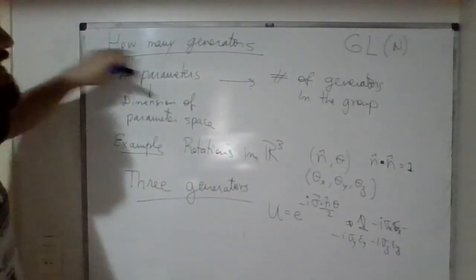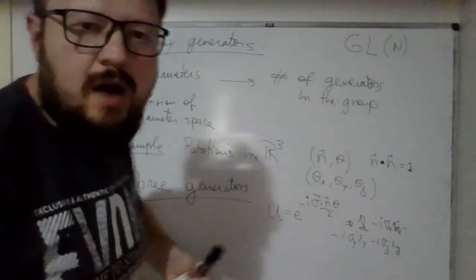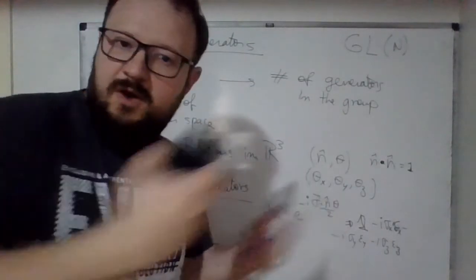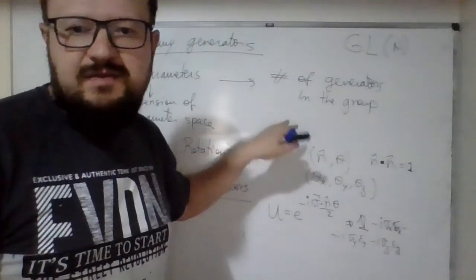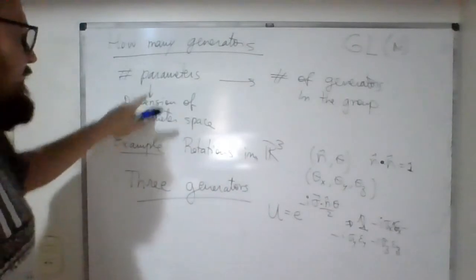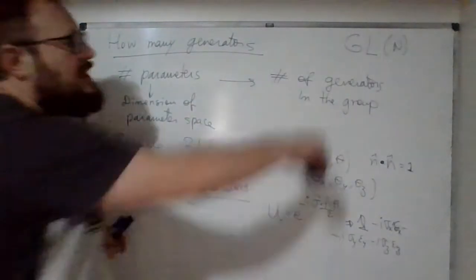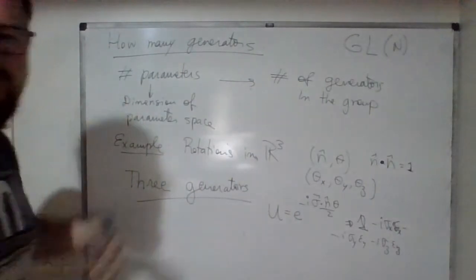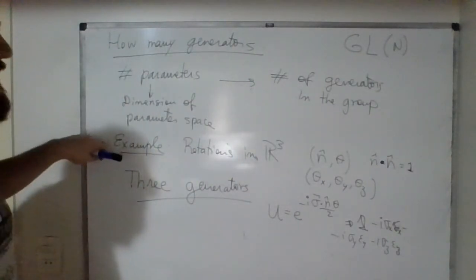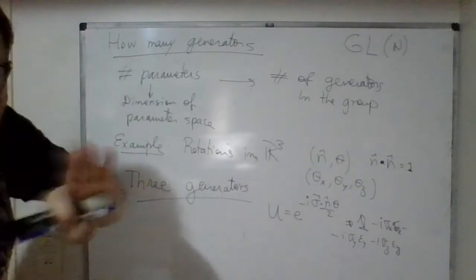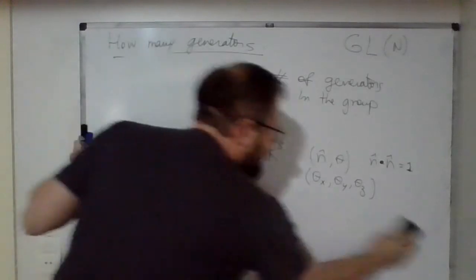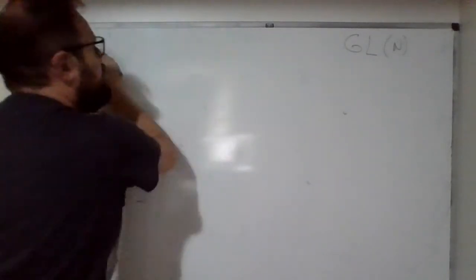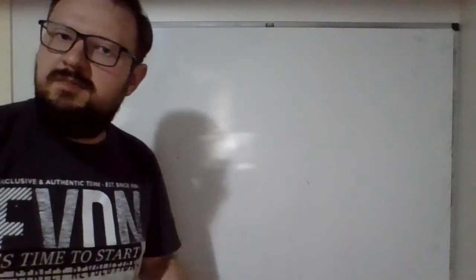Right? So how many generators? You need to know how many parameters you need to perform the transformation. And of course, there will be a set of n matrices with that dimension, with the dimension of your representation. Sorry, right? So for a general group, how many generators? The answer is how many parameters do you need?